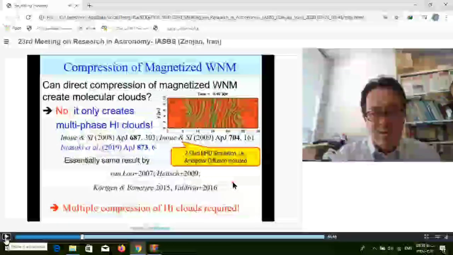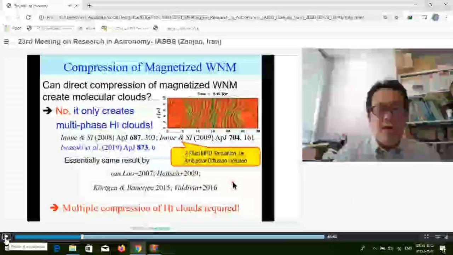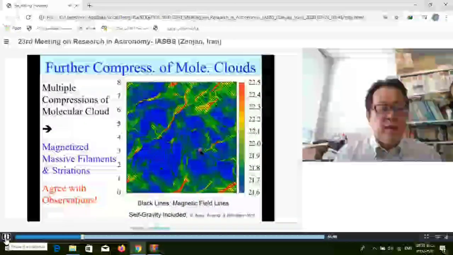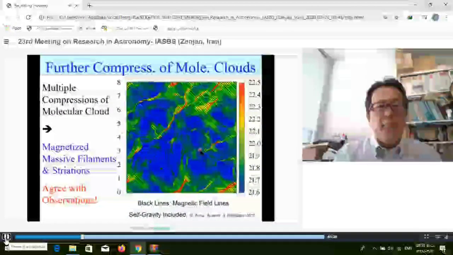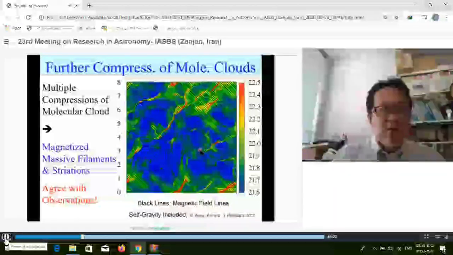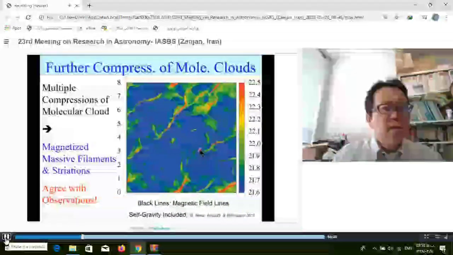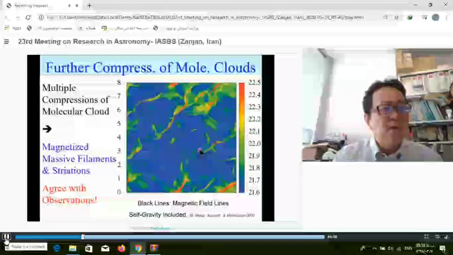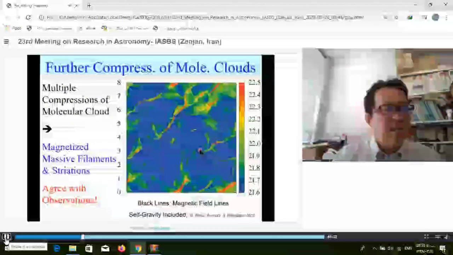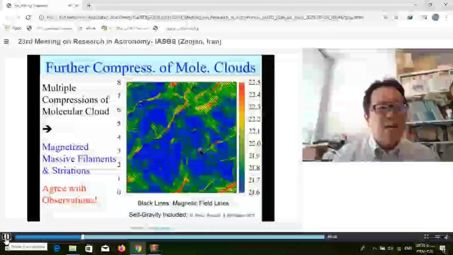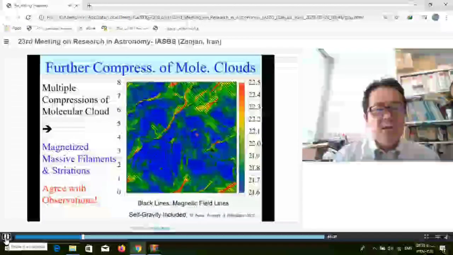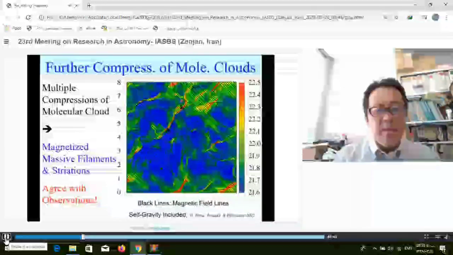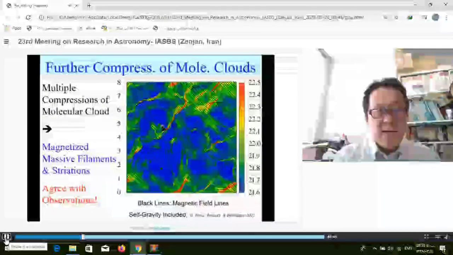That is our result. So what is a typical result after many times of compression? This is the result. You can see the filamentary structure. Actually, I removed the black bar. The black bar corresponds to the magnetic field line. So I will show the black bar again. The magnetic field line is in an oblique direction, and you can see a massive filament that is perpendicular to this magnetic field line.